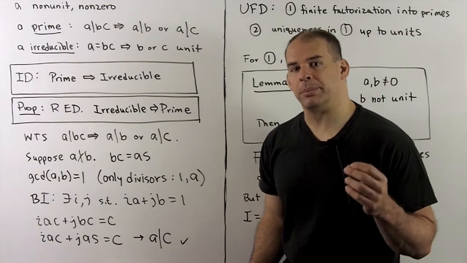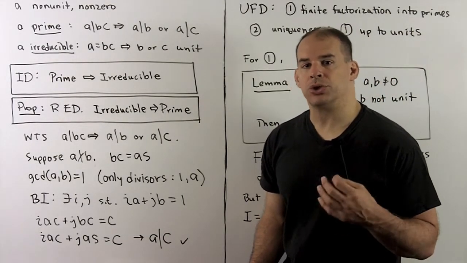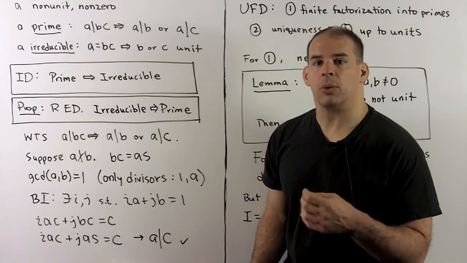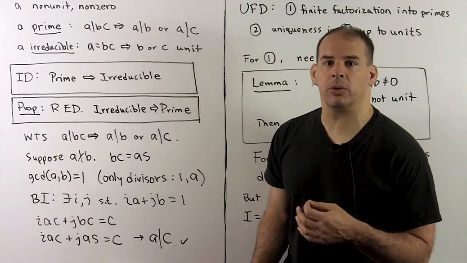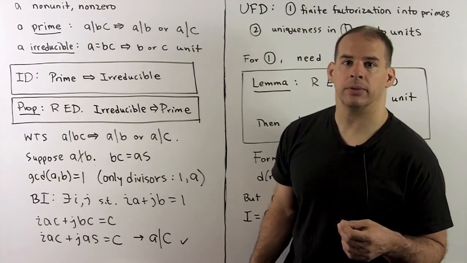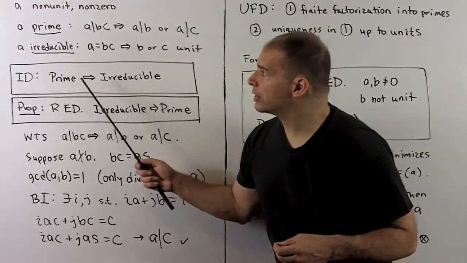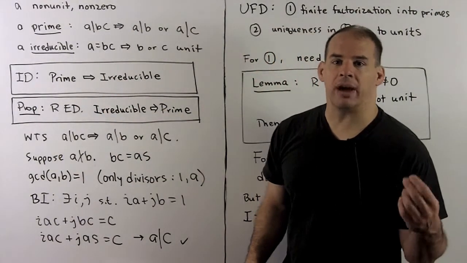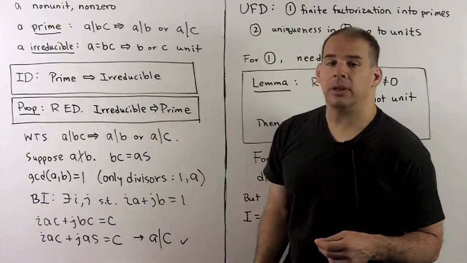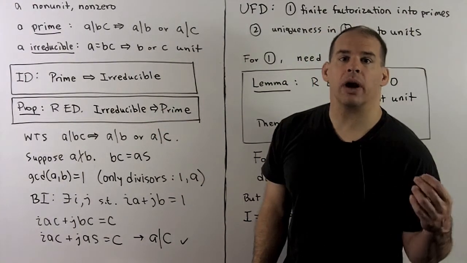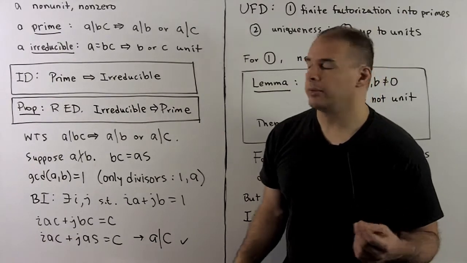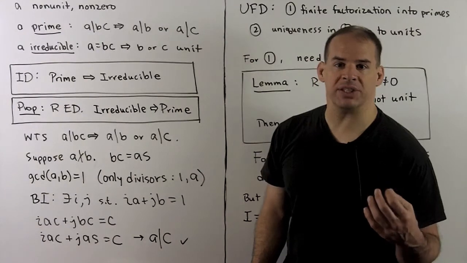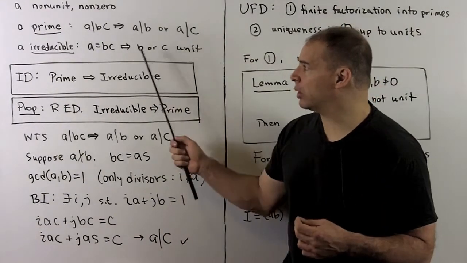Since we skipped the proof that PIDs are UFDs, we'll show directly that Euclidean domains are UFDs. First, I want to show that the irreducibles and primes in a Euclidean domain are the same. Now, we'll recall some definitions. If A is a non-unit and non-zero, we call A prime if whenever A divides BC, we have either A divides B or A divides C. Then we'll call A irreducible if whenever A is equal to B times C, we have either B or C as a unit.